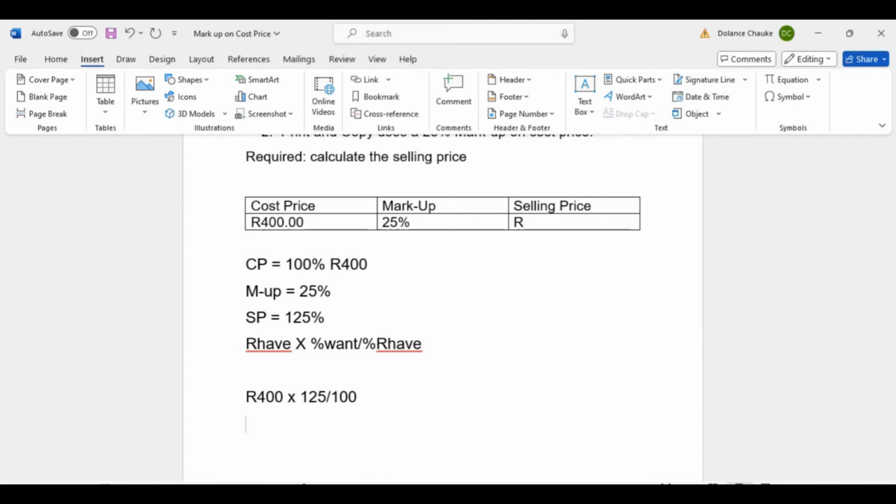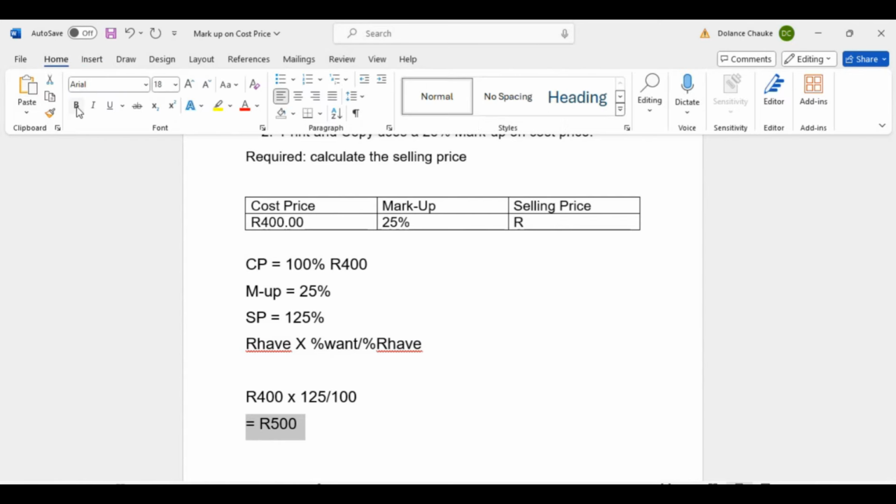Let's see how much our rand value for selling price is. It's going to be 400 multiplied by 125, which is what we want in rand, divided by 100. Then I get 500 rand. 500 rand is our selling price. It means the rand value of the 125% is 500, which is our selling price.